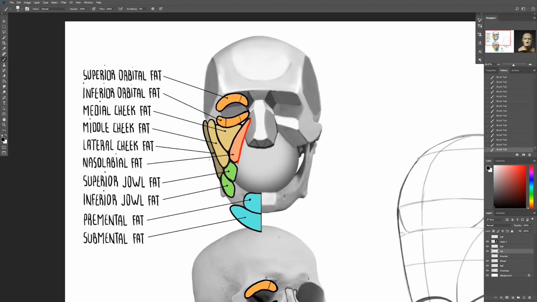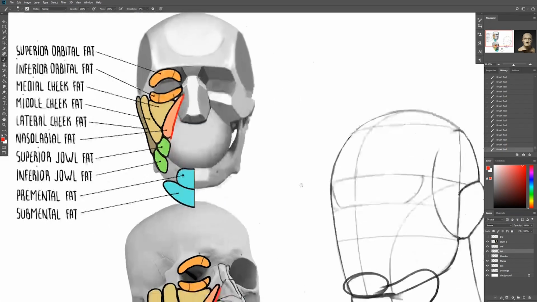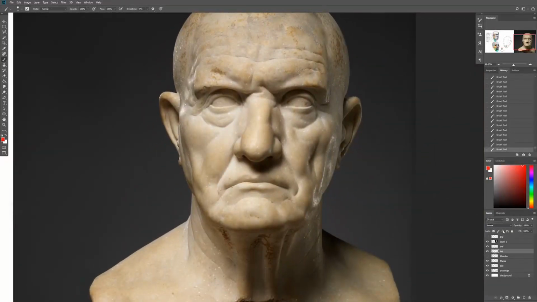Now there's one more that we haven't seen yet, and this is going to be the nasolabial fat. And this is going to be that one right here, starting at the top of your nostril and then going down towards the corner of your mouth. And that one is going to be important, especially because it also indicates the nasolabial line, which is going to be this red line right here. If you look at this nice gentleman right here, this is going to be that famous line that almost everybody has, and that you'll definitely find on people that are older.